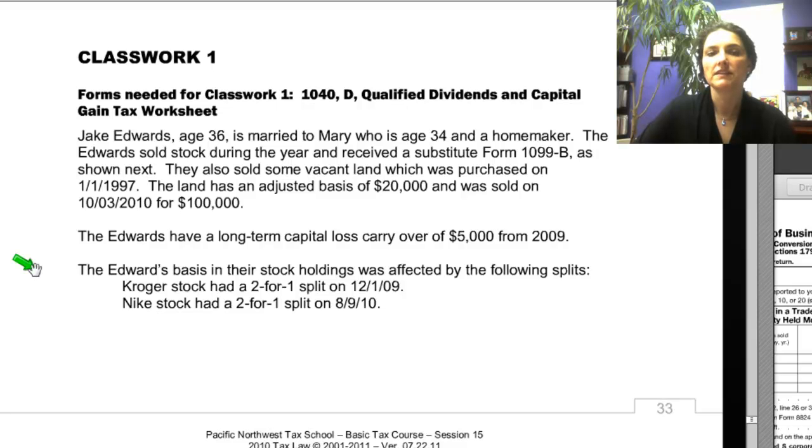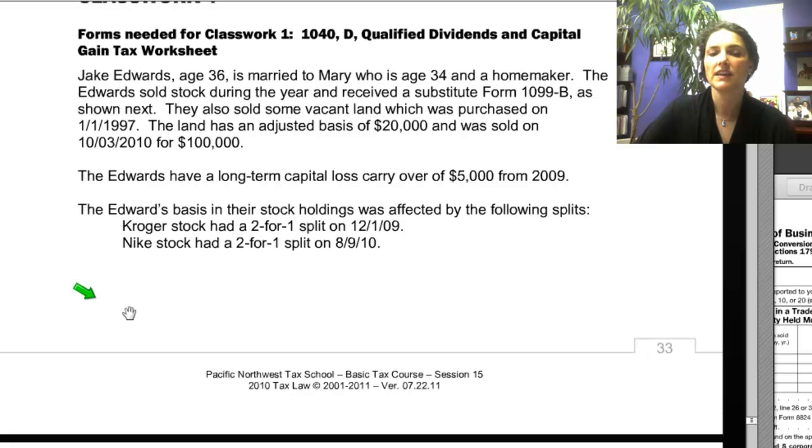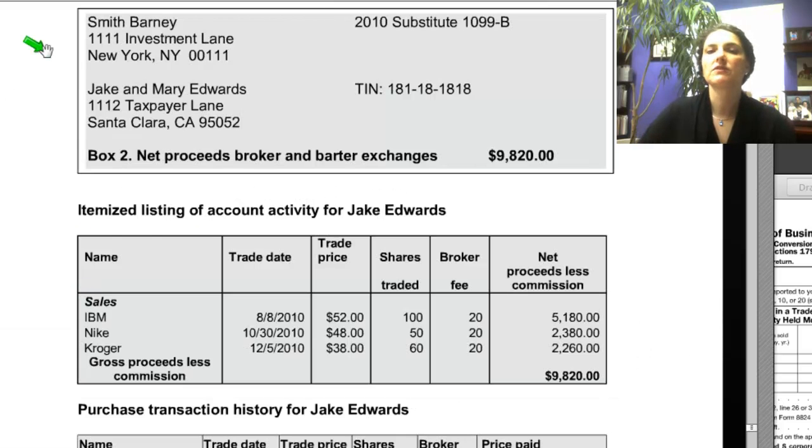And the Edwards' basis in their stock holdings was affected by the following splits. Kroger stock had a 2-for-1 split on 12/1 of 09. Nike stock had a 2-for-1 split on 8/9 of 10. And here is a substitute 1099-B brokerage statement from Smith Barney. We show net proceeds on the 1099-B of $9,820.